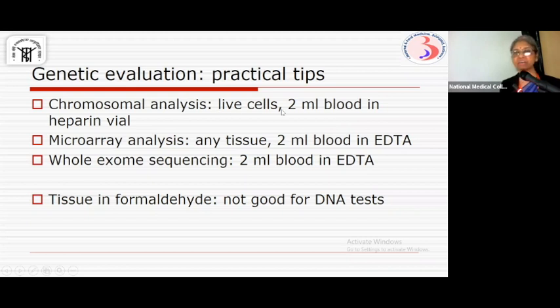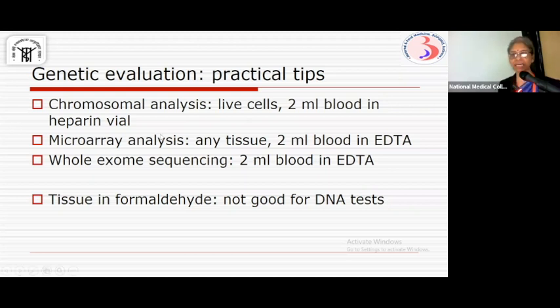See, I have written live cells. So the cells have to be live. Hence, it has to be sent to the lab at the earliest so that they can put it into culture media and then do chromosomal analysis. The cost of chromosome analysis from my initial days was 7,000, it has decreased to 1,500, even less than that. So it's 1,000. So everybody can do that.